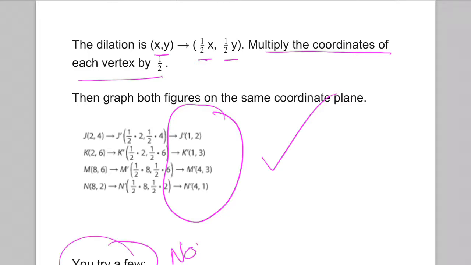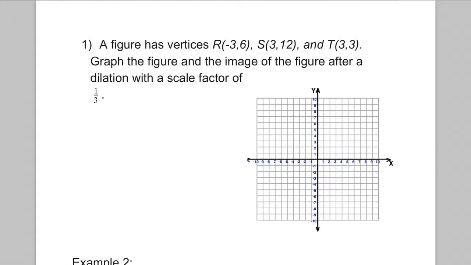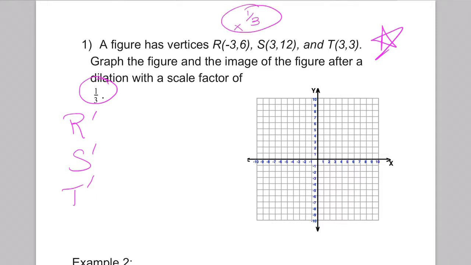You try, okay? This is where your note check comes into play. You go ahead and try it right here. List your coordinates first, like R prime, S prime, T prime. Scale factor is 1/3, so you'll be timesing by 1/3. Don't use decimals, use fractions, because you don't want to deal with decimals on the coordinate plane.